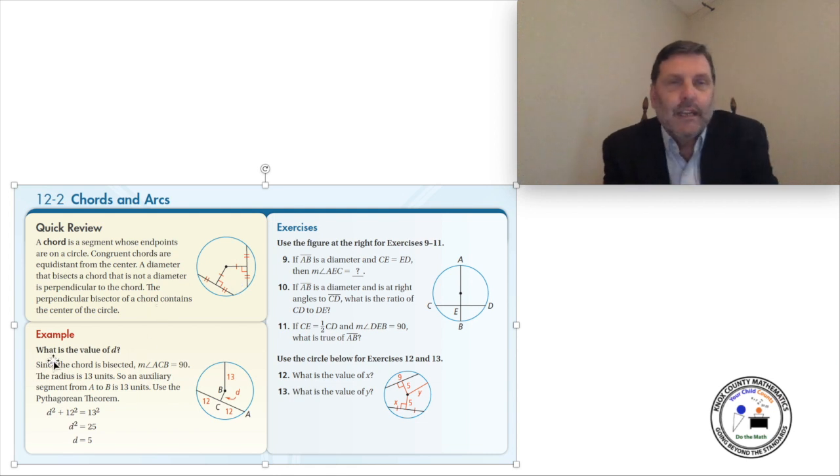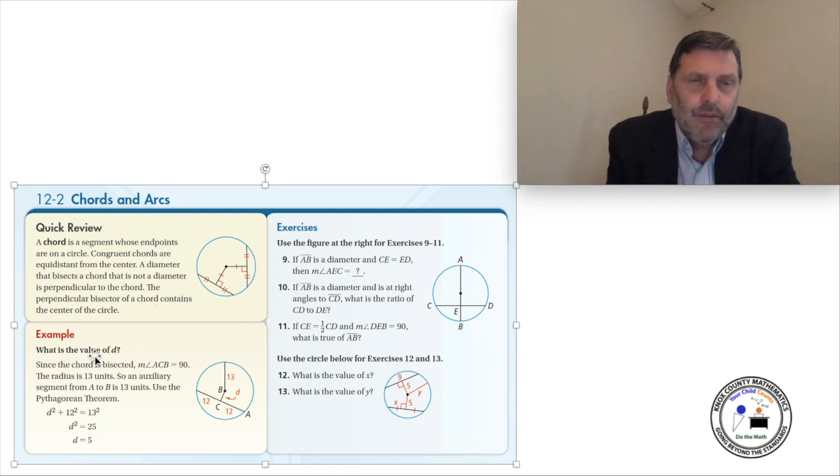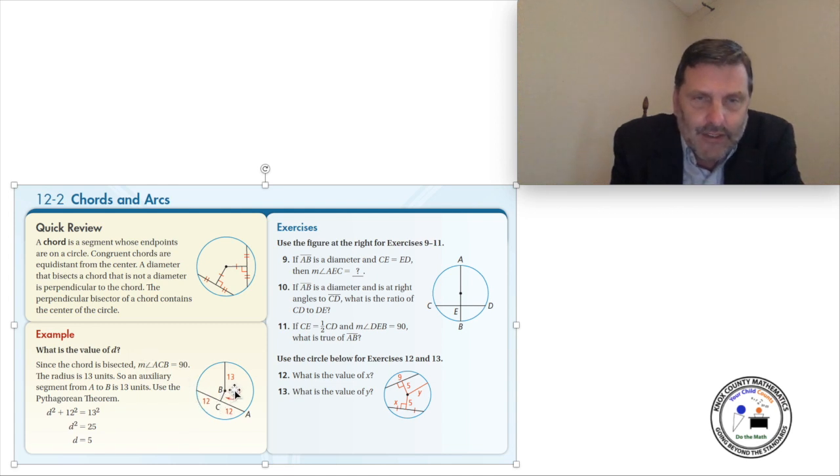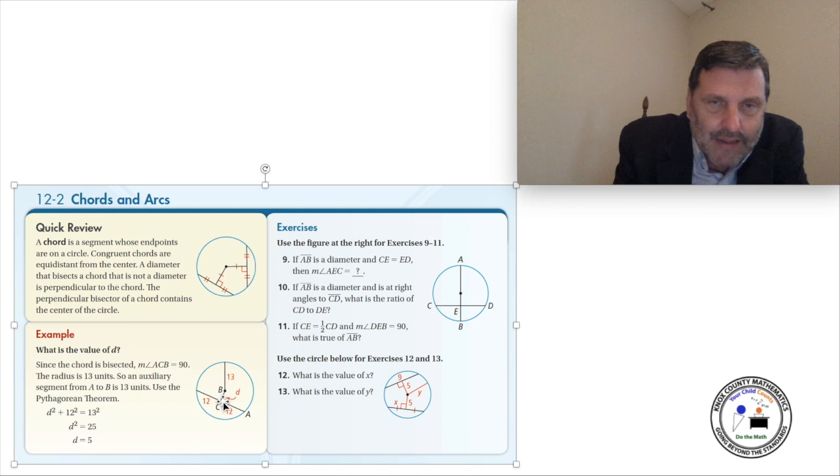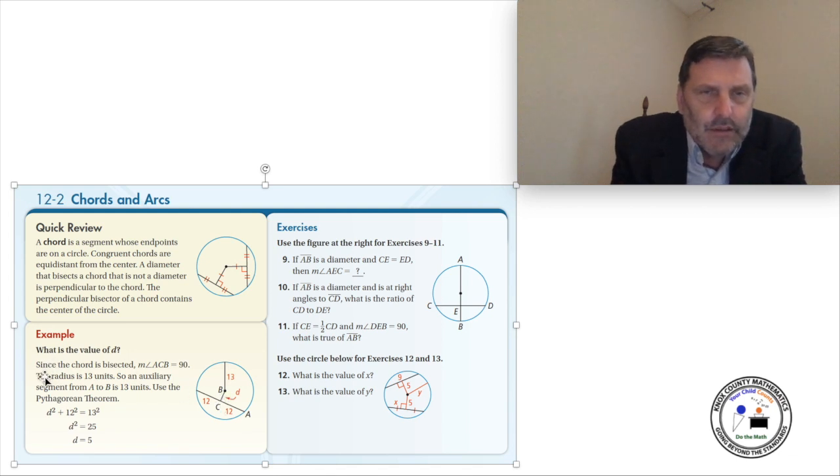So how can I use that information? What is the value of D? That little bitty segment from B to C. How can I find that? Well, since the chord is bisected at C, and I know it bisects because those two sides are equal to 12, that must mean that has to be a right angle.